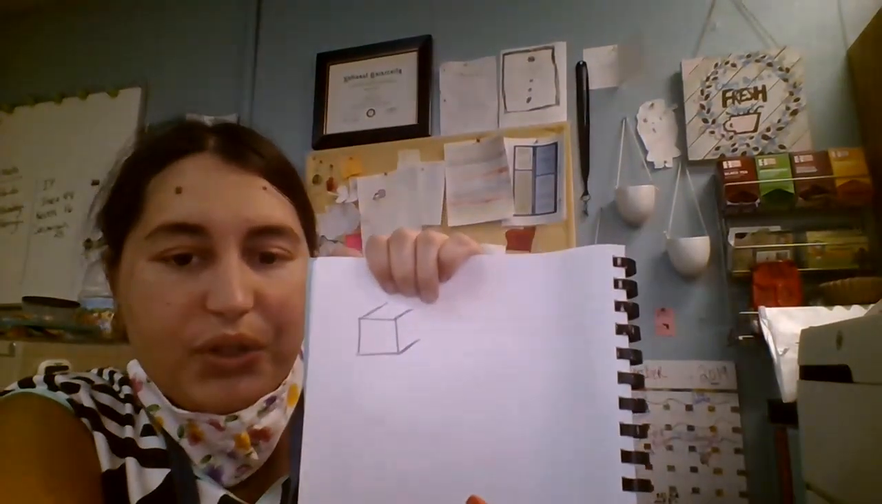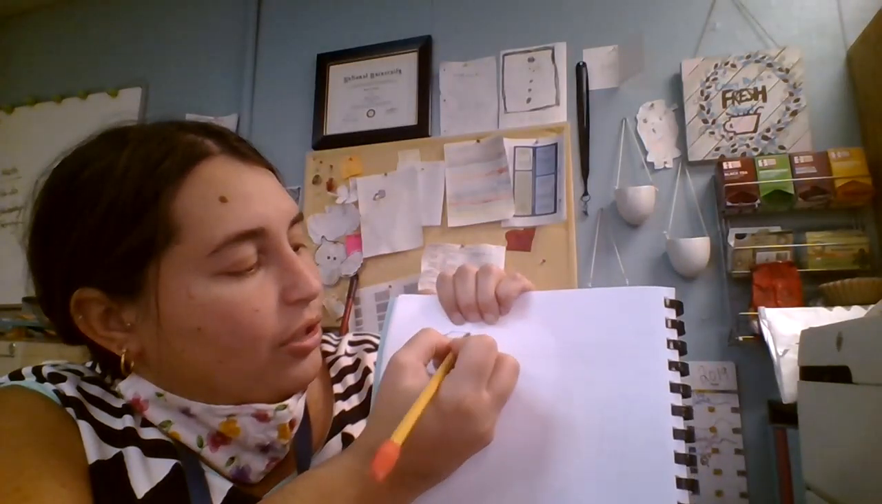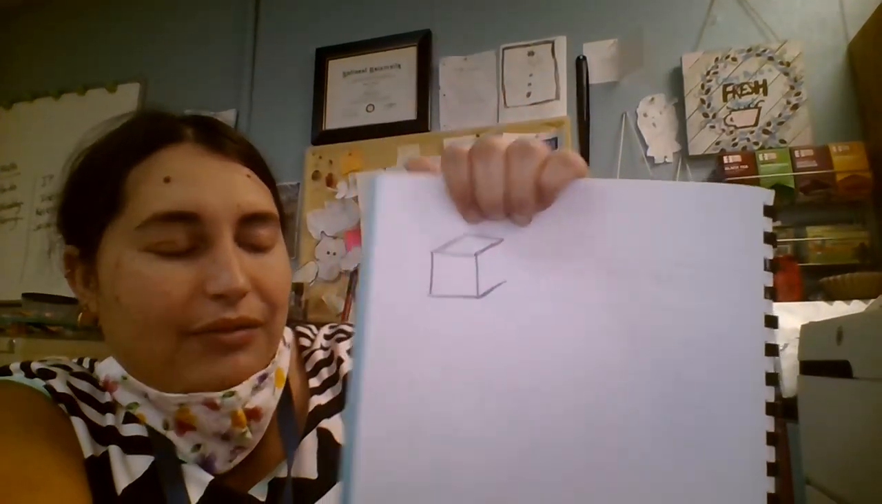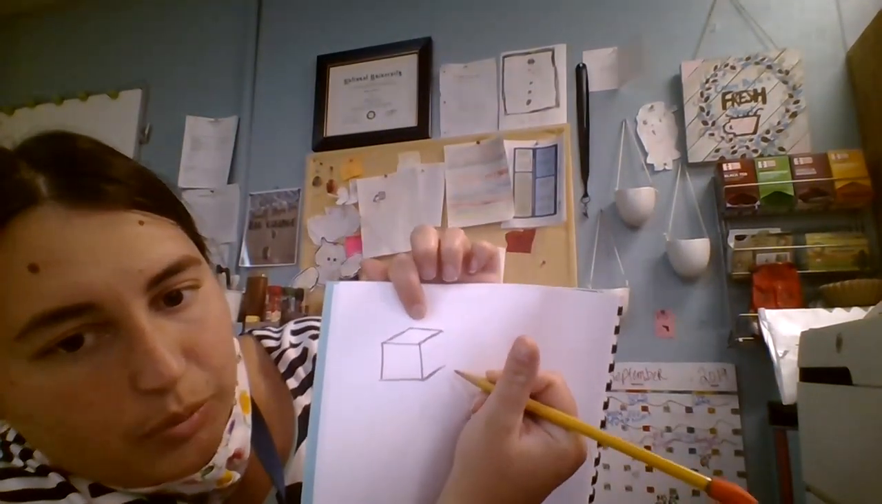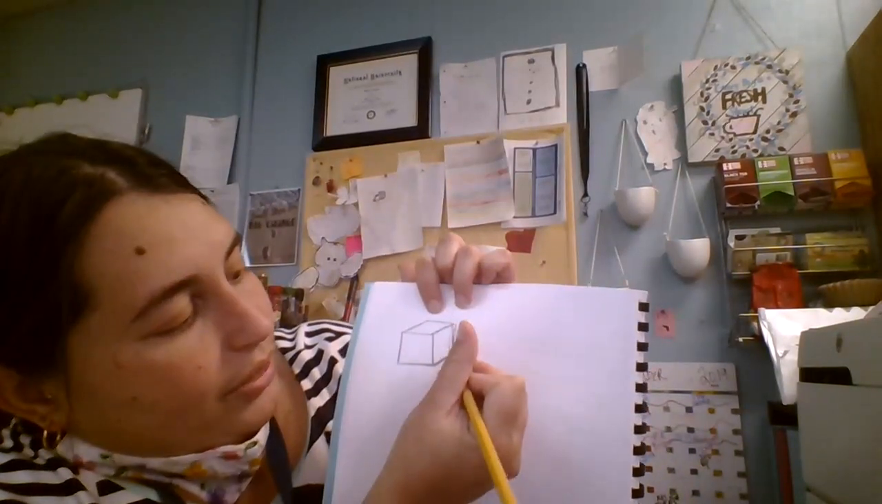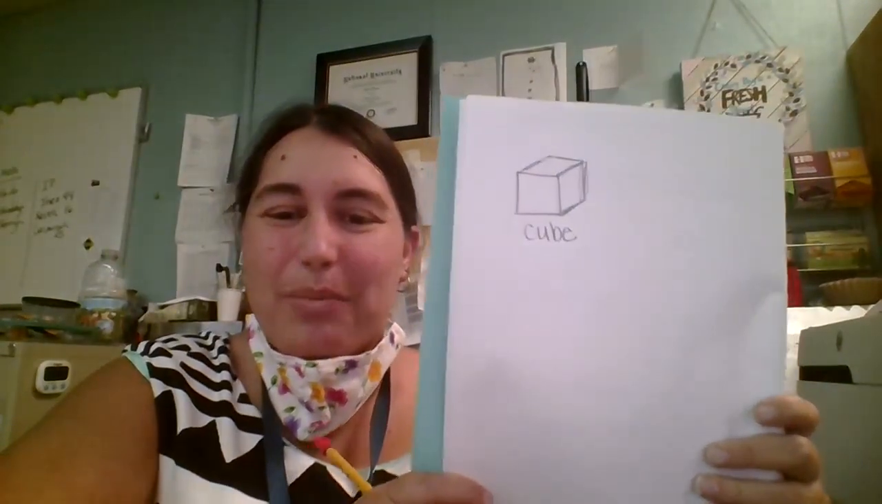So here you have that. Then once you have those three lines, you're going to connect these two together. And there you have the top. Then you're going to connect this point here to this point here and draw a straight line down. And obviously those don't need to be perfect. Mine's not perfect. And there you have it, a cube.